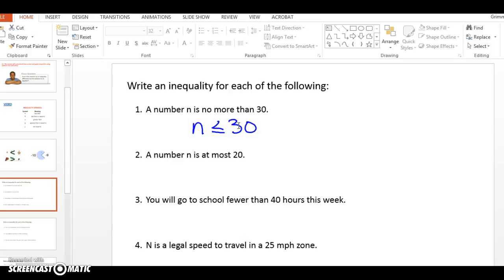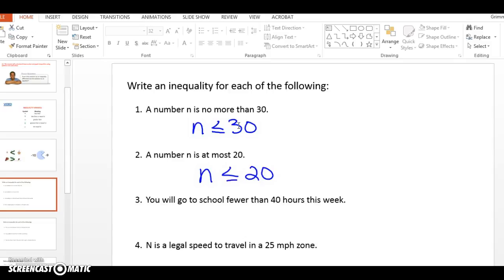All right, number 2. A number n is at most 20. What would that inequality look like? Samantha. The same thing? N is at most 20. Good. And at most means it's 20. If I say something costs at most $20, that's like, okay, I know it's $20 or it's less than that.